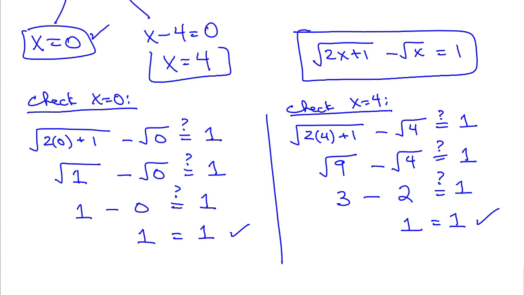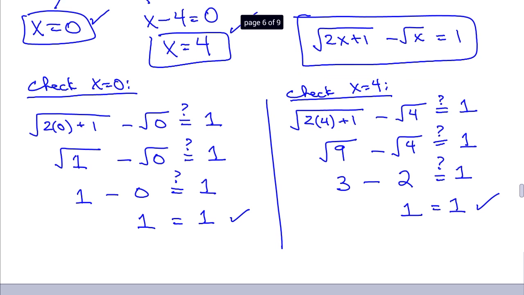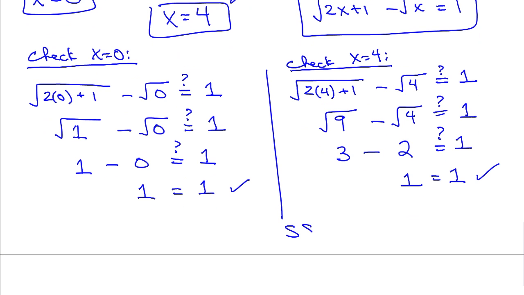So this is a case where both of the answers we got worked out. In fact, you can have any sort of arrangement possible. You can have it where you have both answers work out. You can have it where one works, the other one doesn't. You can even have it where neither answer works and you have no solution. So our solution set for this problem is 0 and 4.